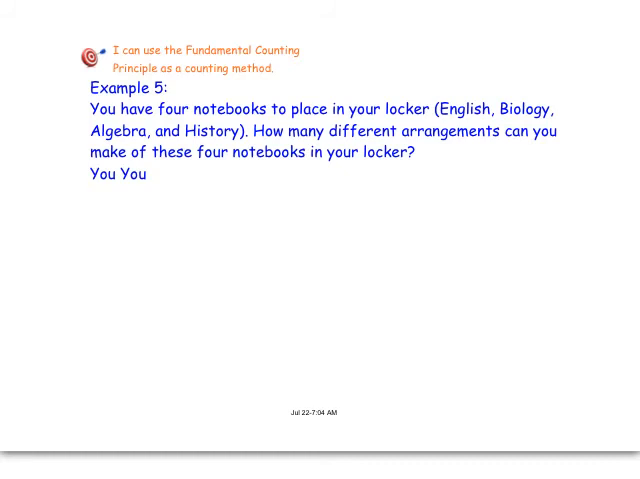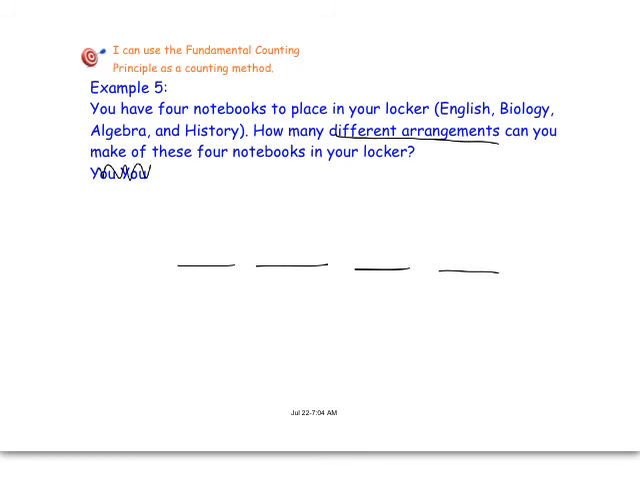It's kind of an extension of what we've talked about with the fundamental counting principle. It says you have 4 notebooks to place in your locker. I'll stop for a moment. You're going to have 4 notebooks. So I'm going to have 4 places to put a notebook. English, biology, algebra, and history. How many different arrangements can you make of these 4 notebooks in your locker?